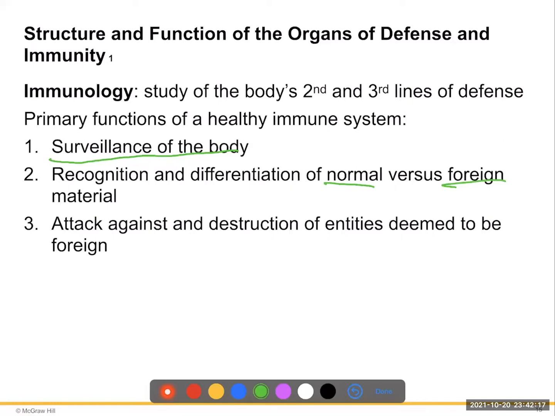So the surveillance system has to tell what's normal and what's foreign to be able to respond against it. It attacks and destroys entities that it's deemed to be foreign. If it figures it's foreign, it's going to destroy it. Now, when things get messed up, like with the HIV virus with AIDS, we start to destroy things that are normal because we recognize them as foreign. That's the problem. So it surveils the body, recognizes normal from foreign when it's healthy, and it attacks and destroys the foreign entities that it finds.